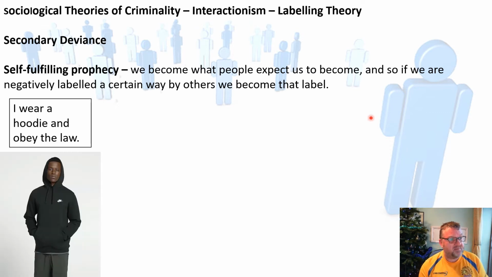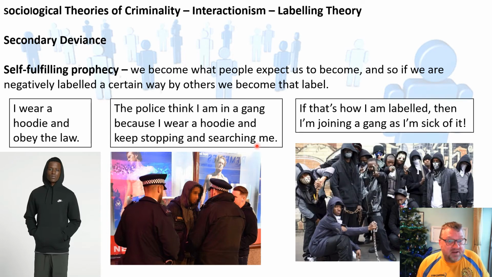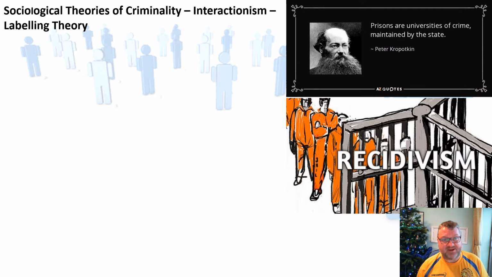So to give you an example, I wear a hoodie and obey the law. But the police think I'm in a gang because I wear a hoodie, and therefore they keep stopping and searching me. Because this happens all the time, if that's how I'm labelled, then I'm joining a gang as I'm sick of it. You've created, from a law-abiding citizen, through the constant harassment of labelling someone, they then become the very thing that they've been labelled. That is the concept of a self-fulfilling prophecy. Hopefully that makes sense.